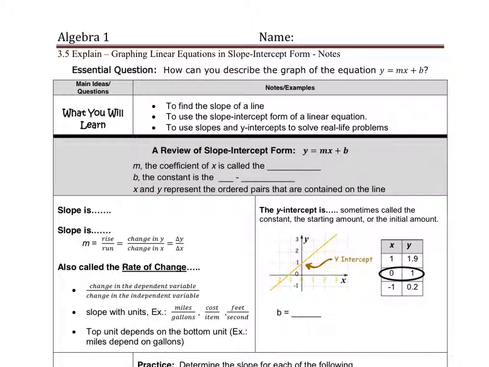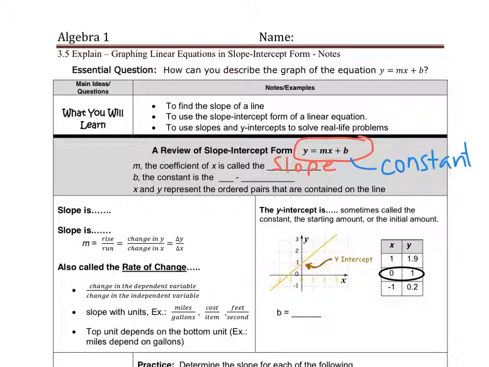So starting right here with the vocabulary, using our slope-intercept form of the equation, y equals mx plus b. The m, which is our coefficient to x, the number in front of the x, is called our slope. So if I look at an equation, the number in front of the x is the slope, as long as it's in a y equals format. And then we've got the b. The b is called the constant. The reason we call it the constant is it doesn't have a variable with it. It'll just be a number. So we call the b our constant.